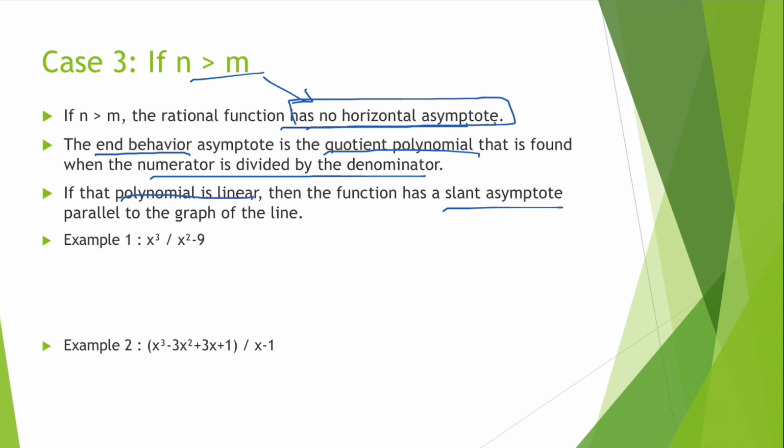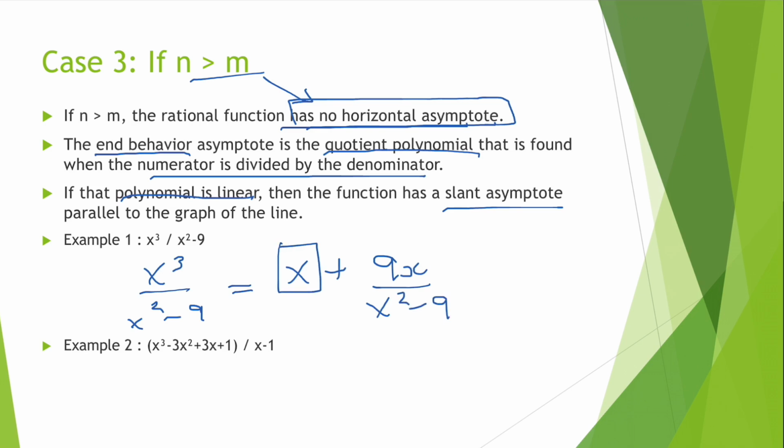For instance, in the first example, you'll see x to the power 3 upon x squared minus 9. You know n is greater than m. You divide them to get an x, and then we'll have a 9x upon x squared minus 9. This is a quotient polynomial, and this is a remainder. And it says that if the quotient polynomial is linear, then the function has a slant asymptote. Since x is linear, x to the power 3 upon x squared minus 9 will have a slant asymptote that is parallel to the graph of the line.